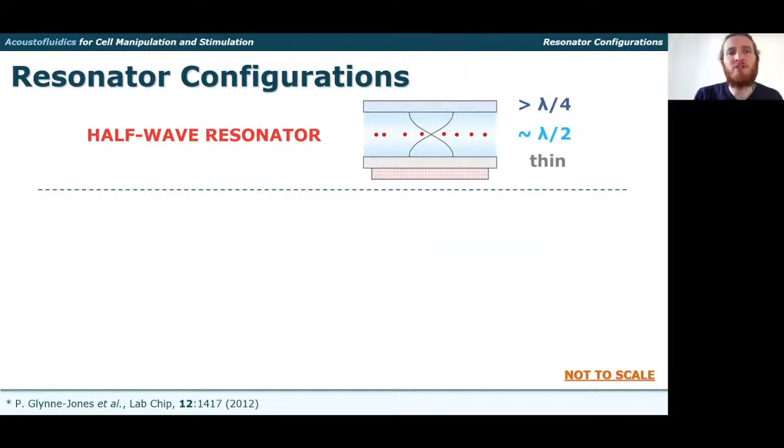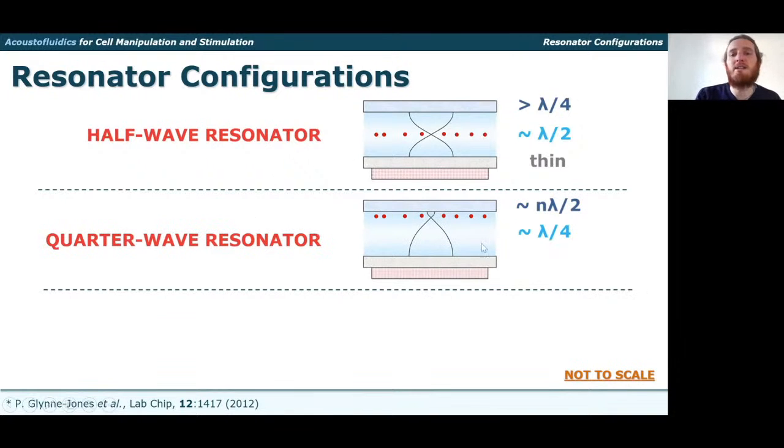So we mentioned some of these resonator configurations earlier. One popular configuration is represented by half-wave resonators, whereby the thickness of the fluid layer is approximately equal to half the wavelength of the ultrasound field. And in this case, particles with a positive contrast factor will be manipulated towards approximately the center of the fluid layer, so at the pressure node.